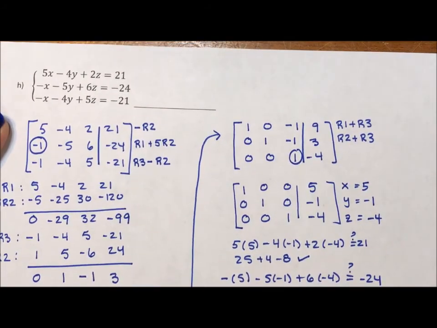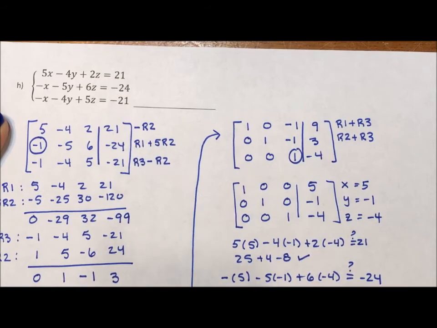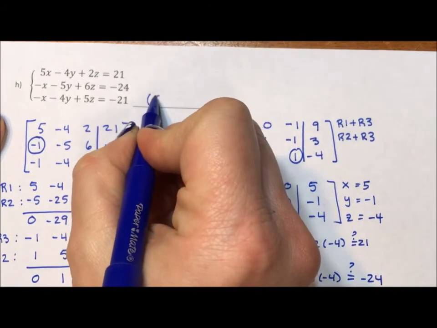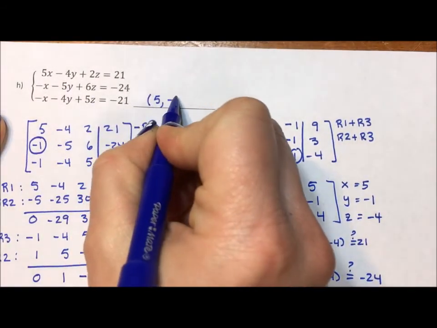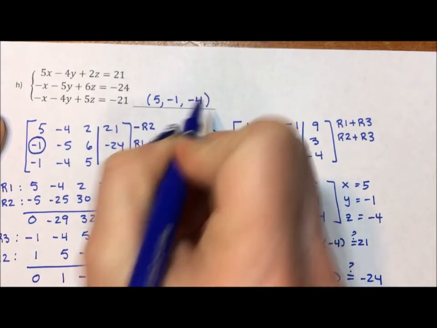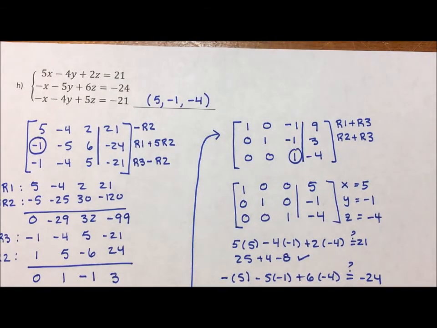Everything checked out. So we come up here and we write our ordered pair with parentheses, 5, negative 1, negative 4.